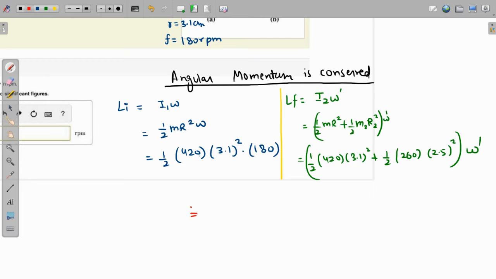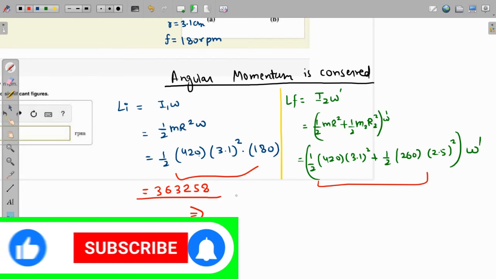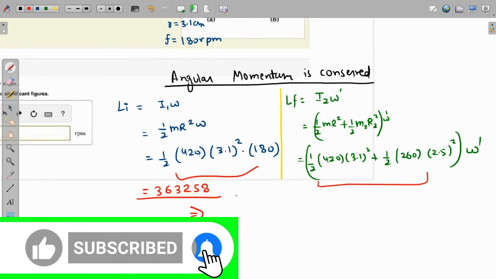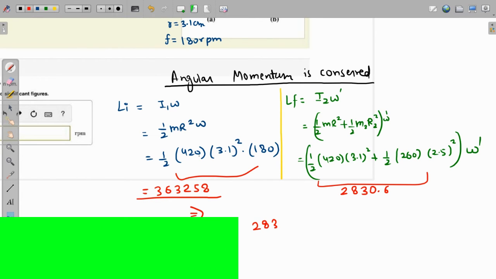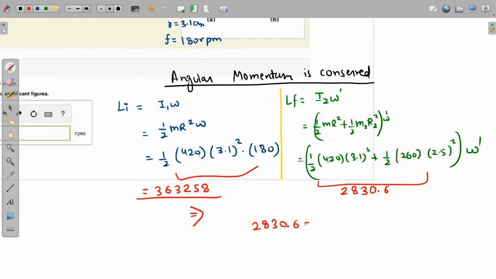So let me just try to simplify these two numbers. Let me just grab my calculator. It's 420 times 3.1 square times 180 over 2, which is coming as 363258, and then 420 times 3.1 square over 2 plus 260 times 2.5 square over 2. So this value is coming as 2830.6. So if we conserve that, then both should be equal: 2830.6 omega dash should be equal to 363258.